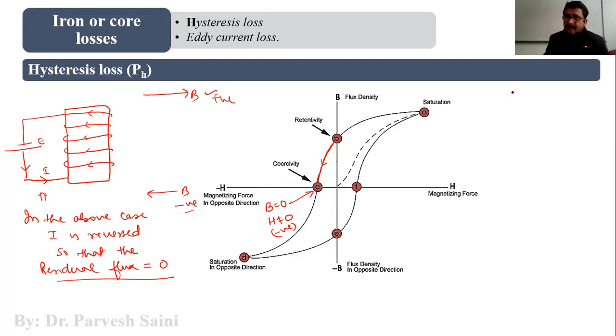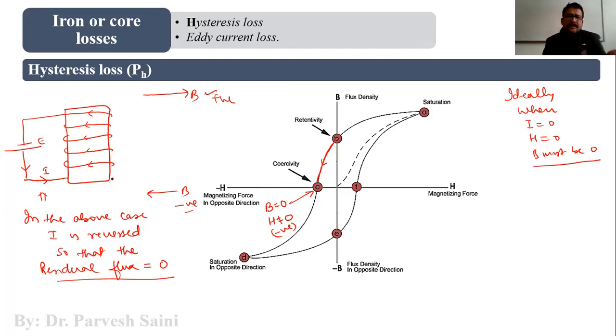So now, what is the ideal assumption? Ideally, when I is 0, H is 0, B must be 0, right? So this is an ideal assumption, but practically this does not happen. Now, at this point, your H is negative, B is 0. We call this the coercive force, meaning the force which is applied to the ferromagnetic material so that the given ferromagnetic material gets completely demagnetized, right?